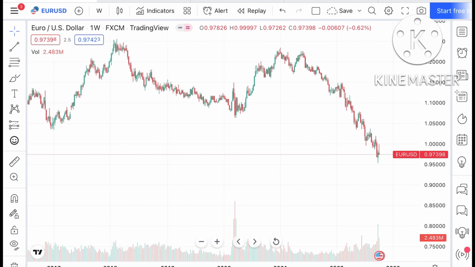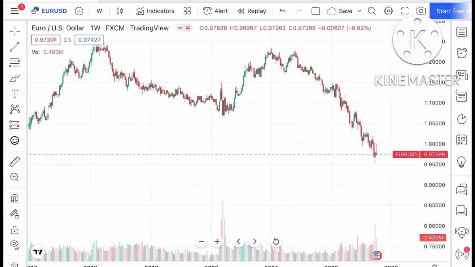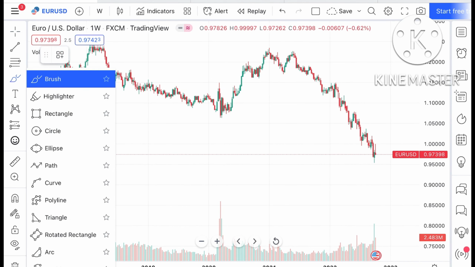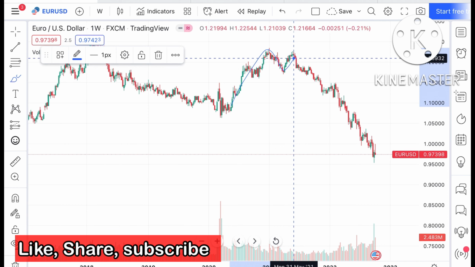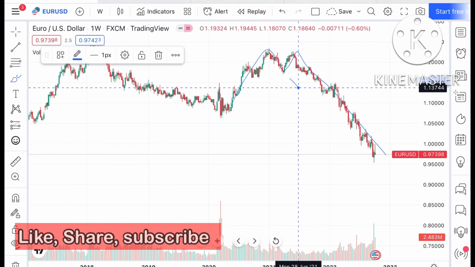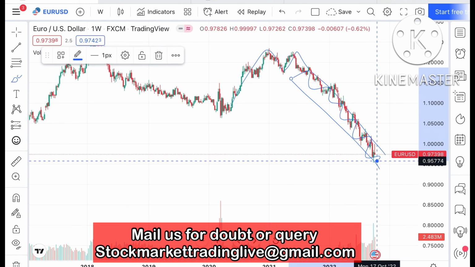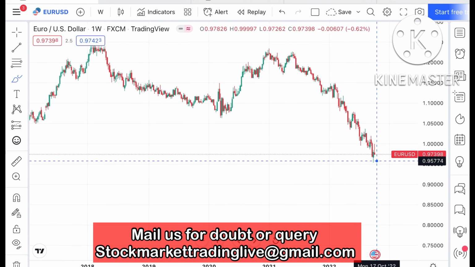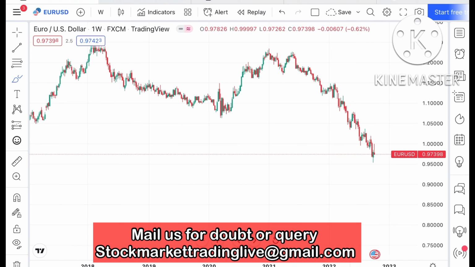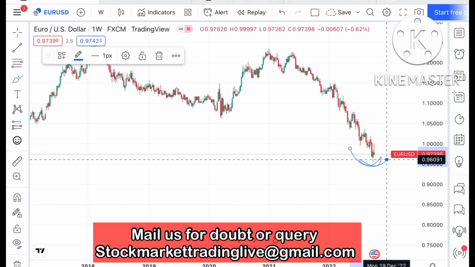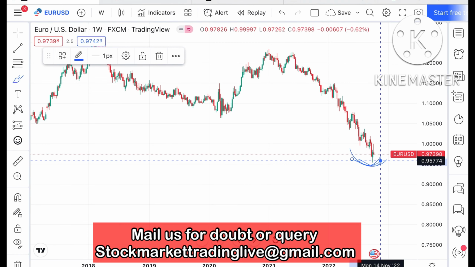See, if you look at the chart of Euro USD, what we have seen is a continuous downfall. After making an M pattern, it is moving in a particular range but in a descending order. Another important thing is that we can see it is trying to move upside and a swing is forming at this particular level.